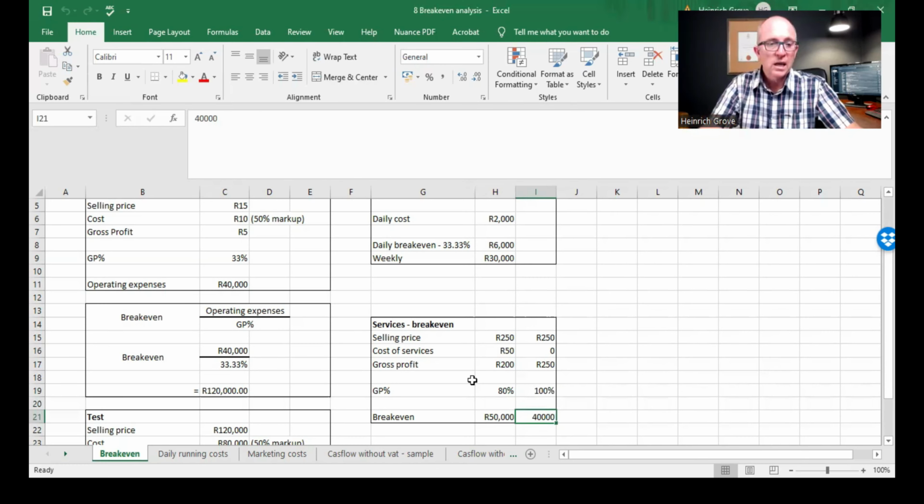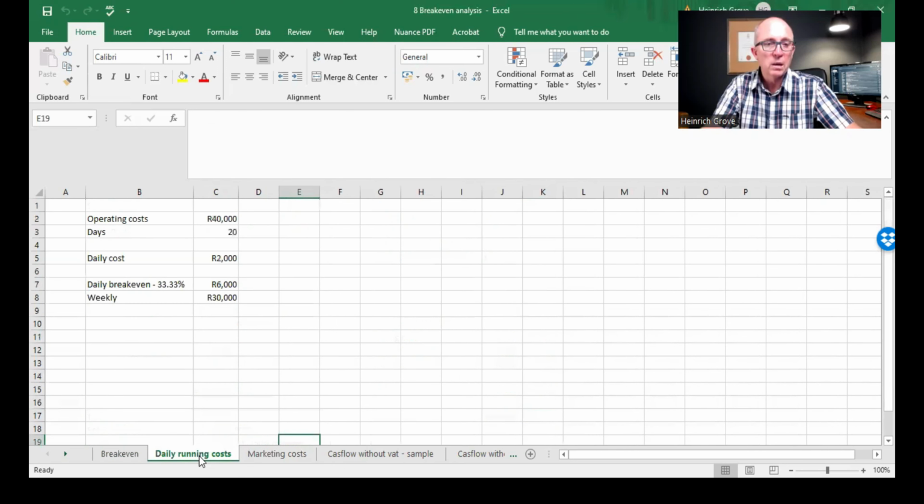Yes, so the second tab over here, I just made a separate tab for daily running cost. I did the same calculation as on the previous page as well. So if you have a 40,000 Rand operating cost, 20 days in a month that you're operating, then you can see your daily cost would then be 2,000 Rand. Daily break even would be 33%. If it's on 33%, then you can see you've got a 6,000 Rand daily target. Then your weekly target would be 30,000 Rand if you're operating for 5 days.